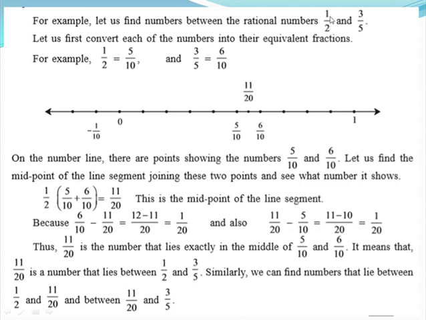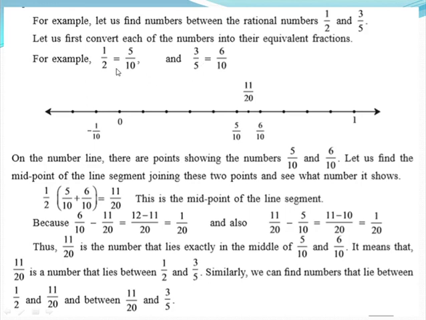Multiply the numerator and denominator of the first rational number by the denominator of the second. So you will get 1 5s are 5 and 2 5s are 10. So 5 upon 10 is the fraction equivalent to 1 upon 2. Now 3 upon 5, multiply both the numerator and denominator by 2. You will get 3 2s are 6 and 5 2s are 10. Here 6 upon 10 is the fraction equivalent to 3 upon 5.